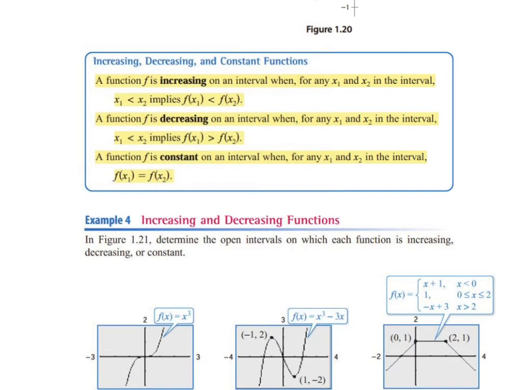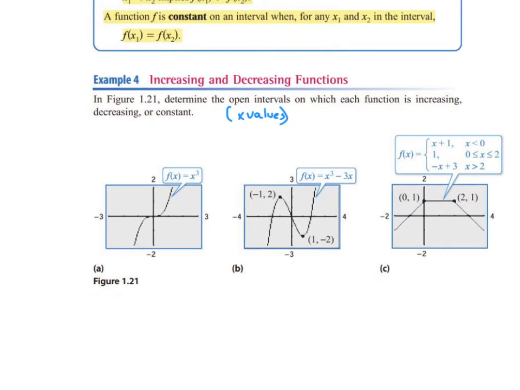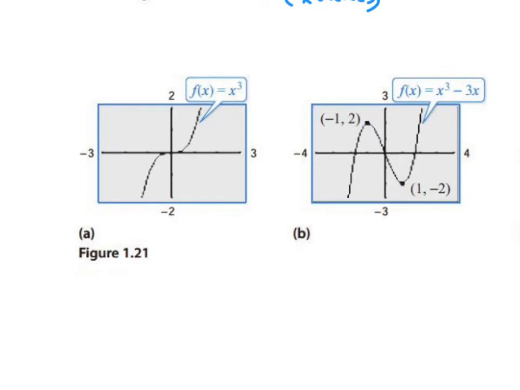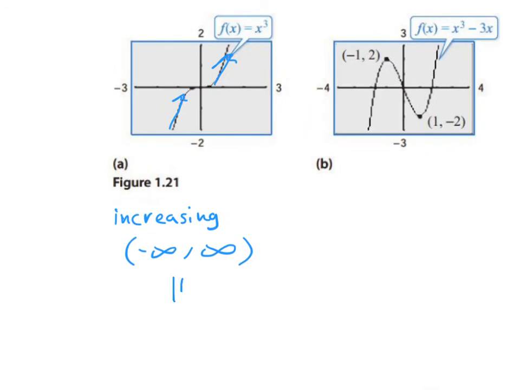So in example 4, determine the open intervals on which each function is increasing, decreasing, or constant. The open intervals that we have here are always going to be our x values. So when we write our intervals, we look at the x values. For A, starting from left to right, our graph is always going up. So this would be increasing, and it would be increasing on the interval from -infinity to infinity, which we could write as all real numbers. So this graph is always increasing.